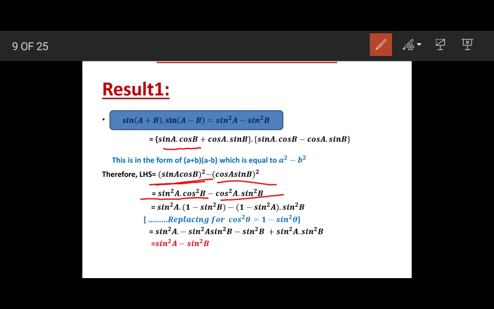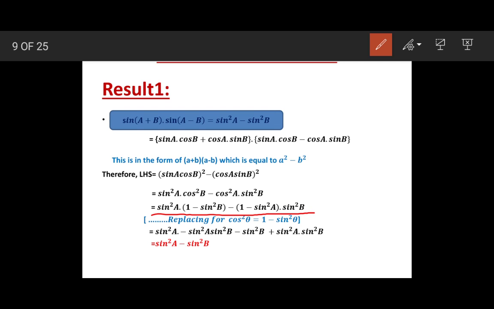Now what we have to do, we have to convert this cos into sin. Okay, convert cos into sin, because the left hand side is only sin terms. So I can write this cos square b as 1 minus sin square b and cos square a as 1 minus sin square a, right? So after converting cos to sin, we get this term.